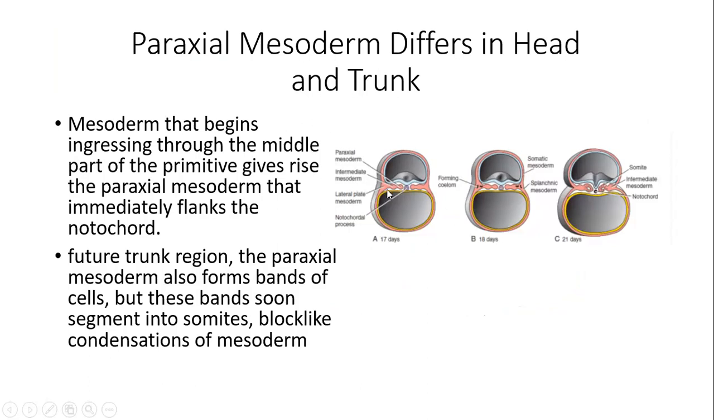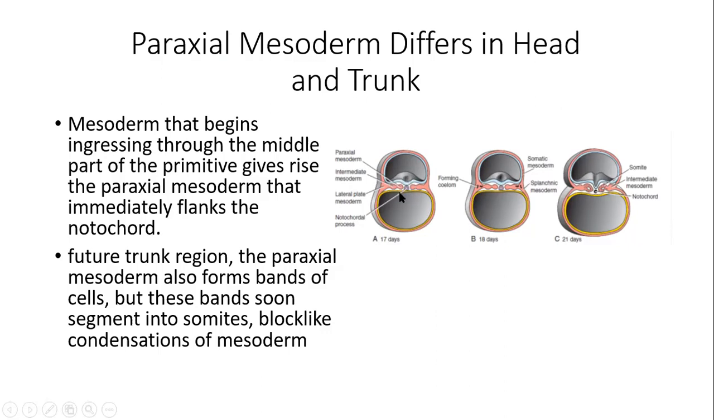The mesoderm that begins ingressing through the middle part of the primitive streak gives rise to the paraaxial mesoderm that immediately flanks the notochord. So this one is the paraaxial mesoderm. It will form the trunk region, and also bands of cells in the head and neck region. These bands of cells will form the somites, which are block-like condensations of the mesoderm.